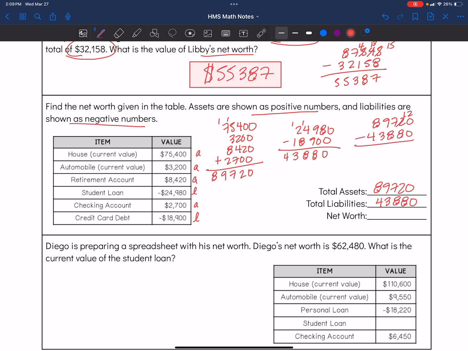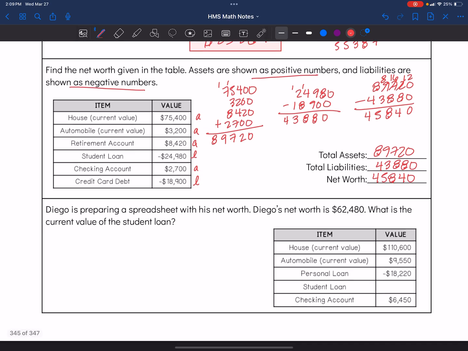All right, do all my borrowing from the beginning. Makes my life easier. So 0 minus 0 is 0, 12 minus 8 is 4, 16 minus 8 is 8, 8 minus 3 is 5, and 8 minus 4 is 4. So it looks like total net worth is $45,840. Boom, shakalaka. Not so hard, right? Some adding in the beginning just to put all of our like stuff together, our like terms, all my assets together, all my liabilities, and then I'm subtracting.